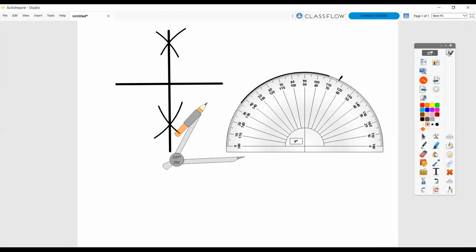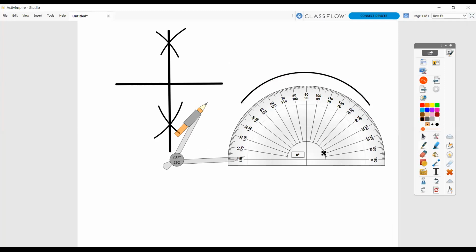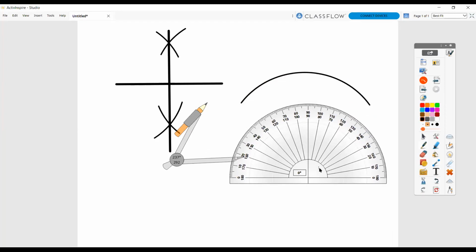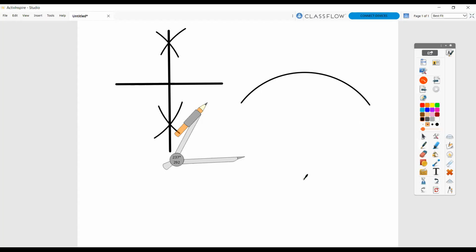This is, let us say, an arc. Okay, this is the arc. Now if I want to make the bisection of this arc, अब इस arc का bisection मुझे बनाना है.